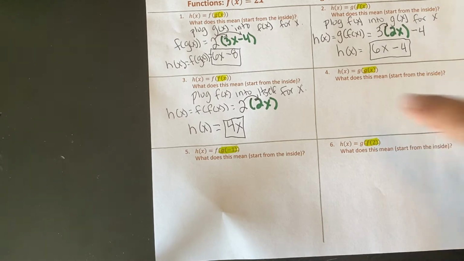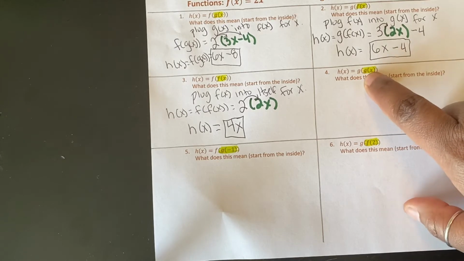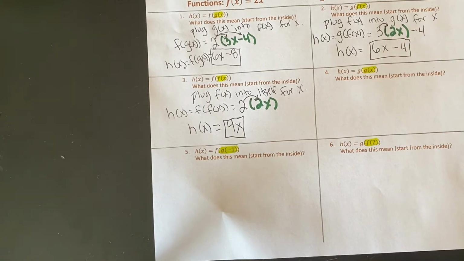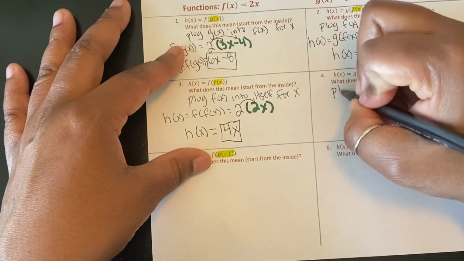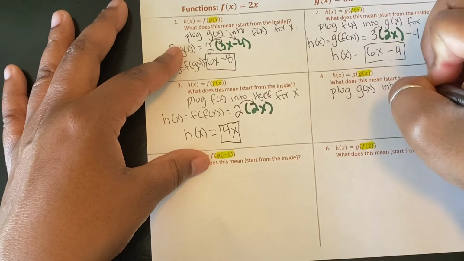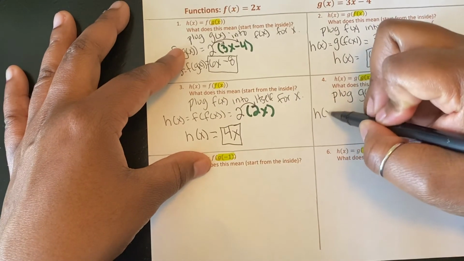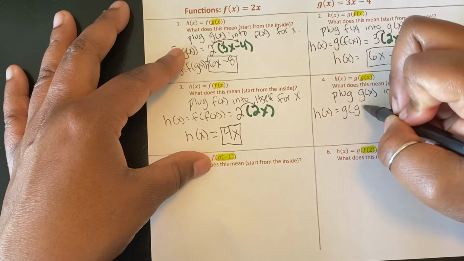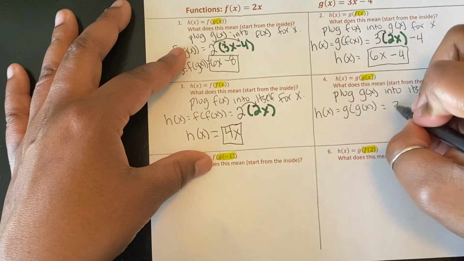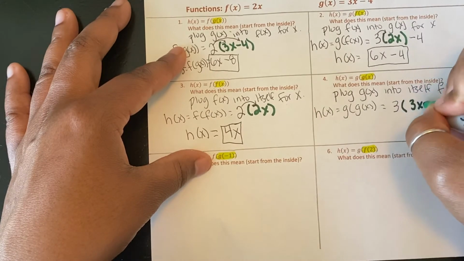All right, let's do number 4. We have h of x equals g of g of x. So I'm going to take g of x, start from the inside, this yellow part. I'm going to take g of x and I'm going to plug it into itself. So what does this mean? It means plug g of x into itself for x. Substituting. So h of x equals g of g of x, which is going to equal, so g of x is 3x minus 4. So it's 3, instead of being 3 times x, it's going to be 3 times 3x minus 4.